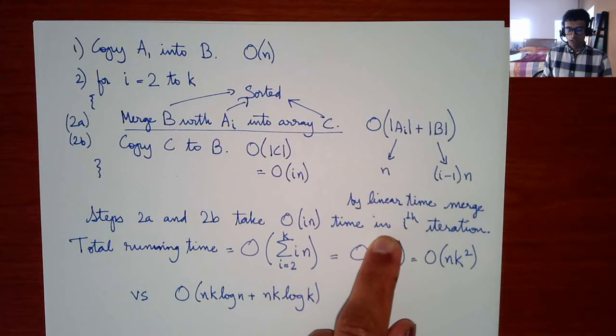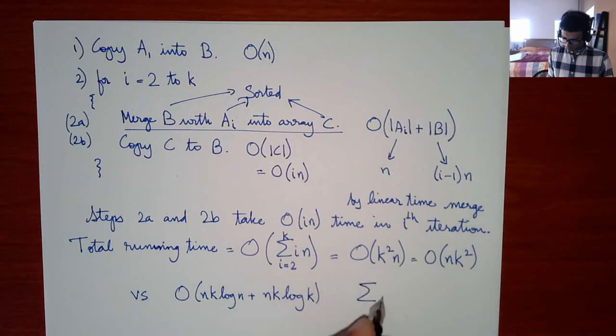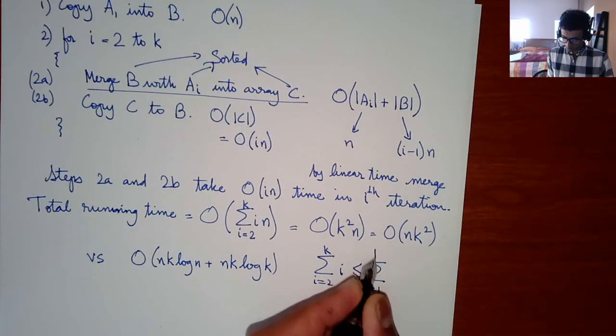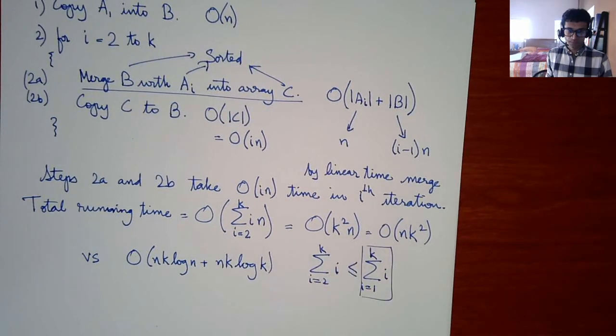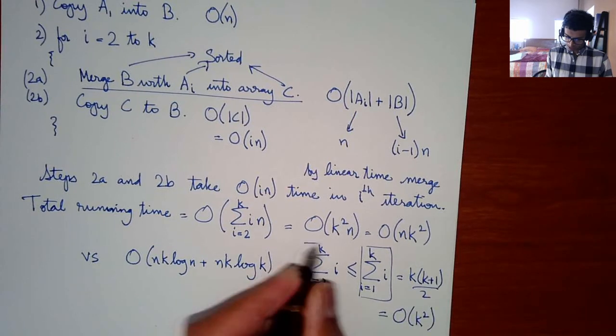The total runtime would be the sum over all the iterations. I'm summing over i going from 2 to k of i times n. I know that this sum is, remember, at most i going from 1 to k. And we discussed what this quantity is. This is basically k times (k plus 1) divided by 2. So this is basically O of k squared. This sum is just at most k squared.